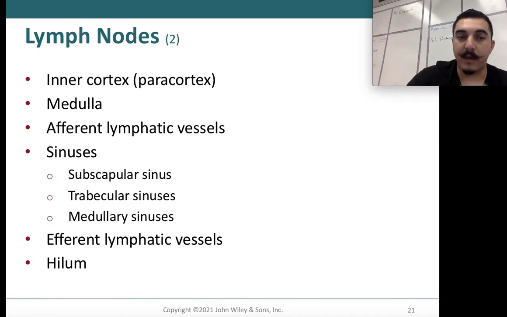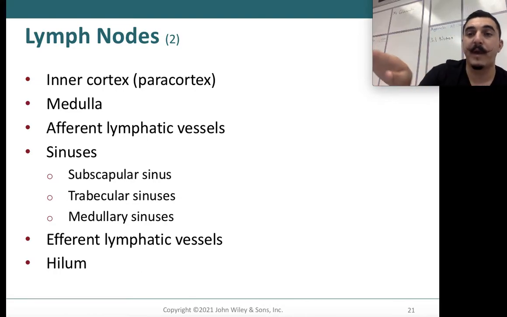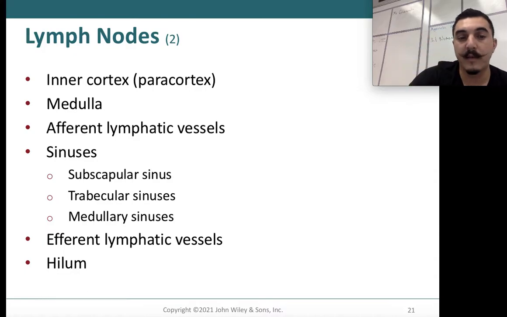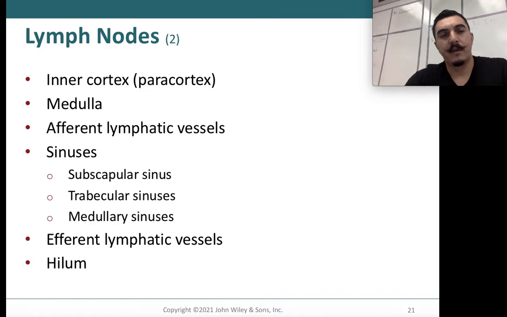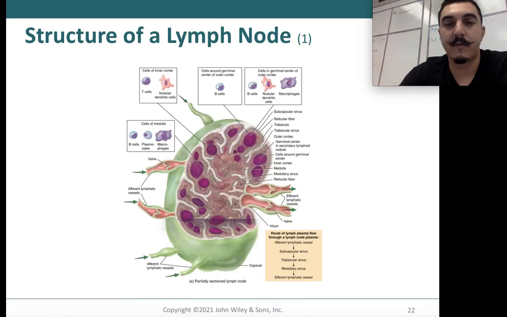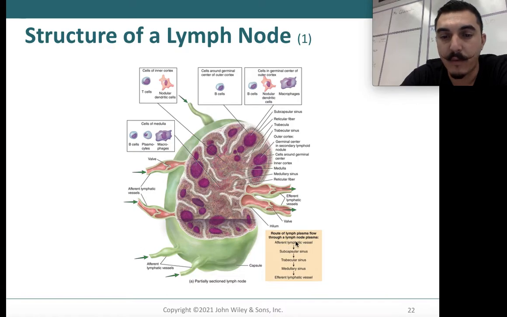In the lymph nodes, we have that inner cortex, a medulla, afferent lymphatic vessels. We have some sinuses, and we have the efferent lymphatic vessels and the hilum. So these are just structures of it, but let's get into a picture and talk about them a little bit. I think the biggest one will be here at the bottom. So we have the route of the lymph plasma flow through a lymph node. We have the afferent lymphatic vessels that will start, and then the subscapular sinus, trabecular sinus, medullary sinus, and then the efferent.